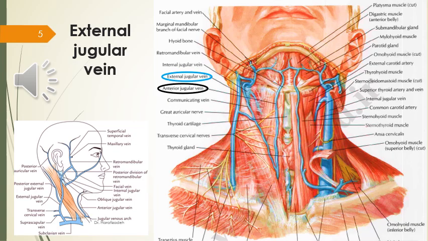In the right picture, you can see the anterior jugular vein. I show you with a black circle. It is in the anterior aspect of the neck, and it is clear in the picture.